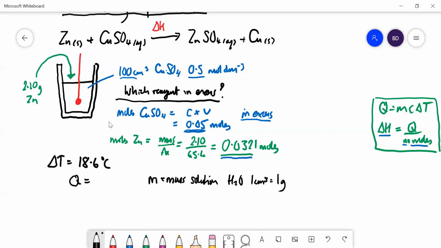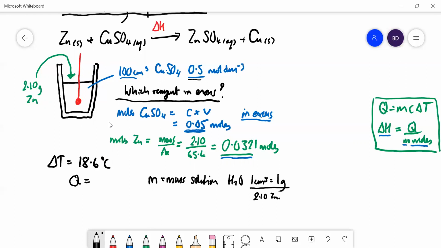Now that's not going to be the same for copper sulfate solution, but it is almost exactly the same. So we just presume the density of copper sulfate solution is the same. So we've got 100 grams of copper sulfate solution. And you may think, oh, we've added 2.1 grams of zinc to that. We don't usually take any notice of that, because it's much smaller than 100. It's not going to make that much difference to the final result.